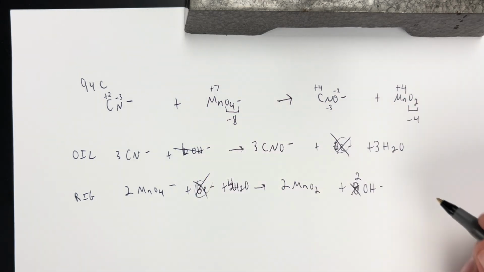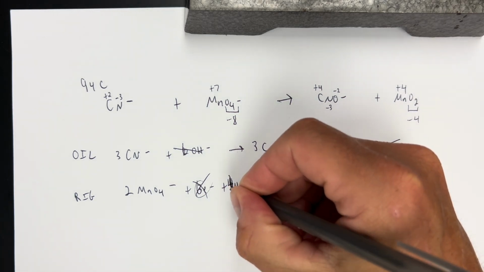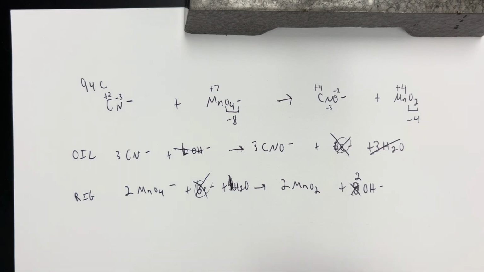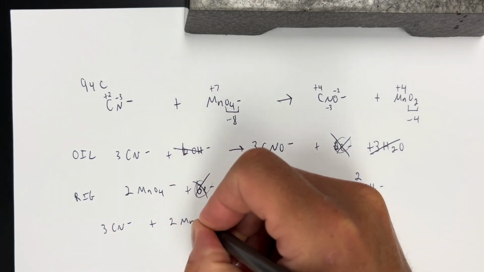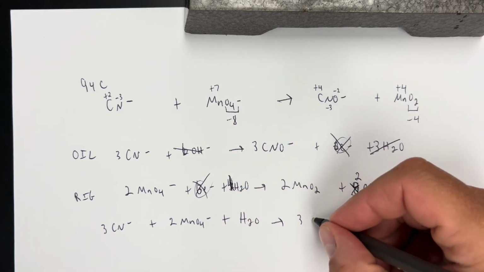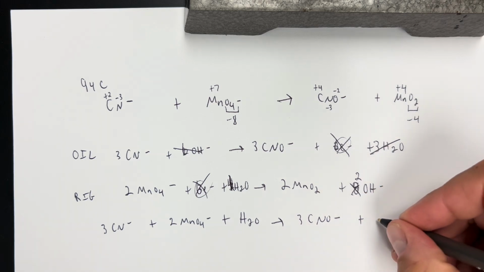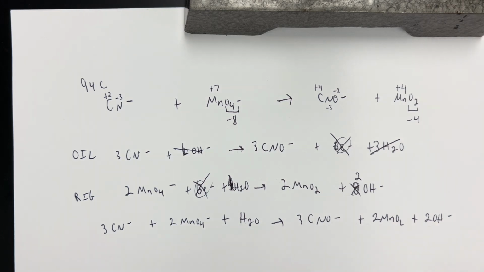Electrons should always cancel. 3 waters being produced, 4 being used, so the net is 1 water in the reactant side. So overall reaction would be 3 CN negative plus 2 MnO4 negative plus an H2O, forming 3 CNO negative plus 2 MnO2 plus 2 OH negative. That should be correct.